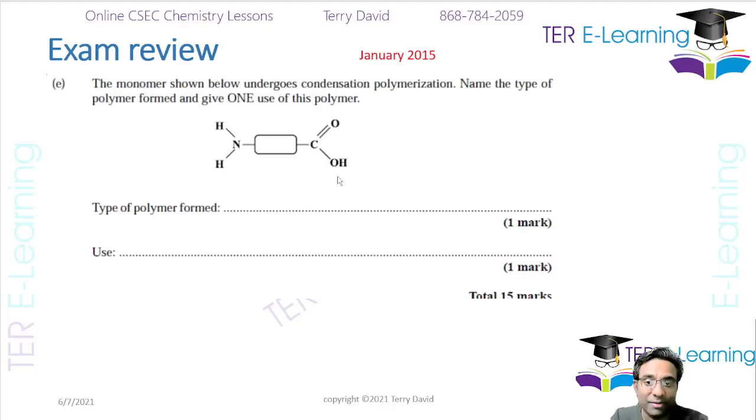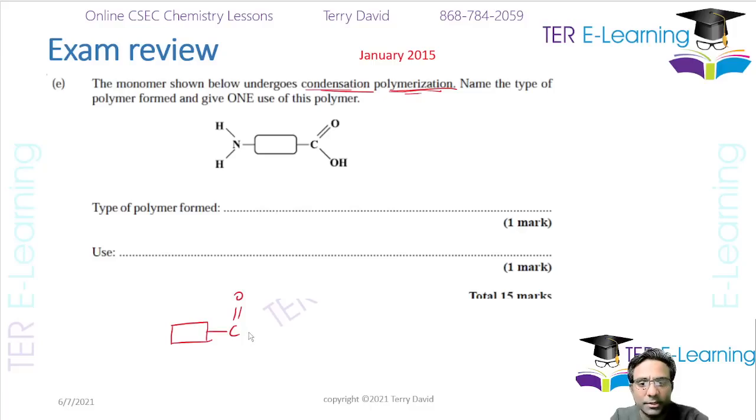Do we have anything else for that? Oh, we have a part E now, right? So you have a monomer and they're telling us that this monomer undergoes a condensation polymerization. Name the polymer formed and give one use of this polymer. So you have to look at the structure here. This is a monomer for some compound. Now let me draw what the polymer is going to look like for this compound here, right?